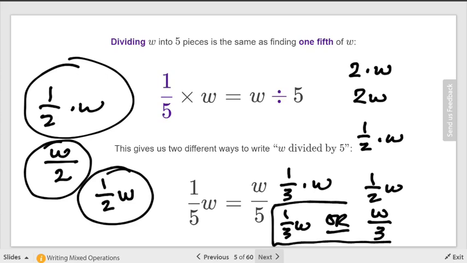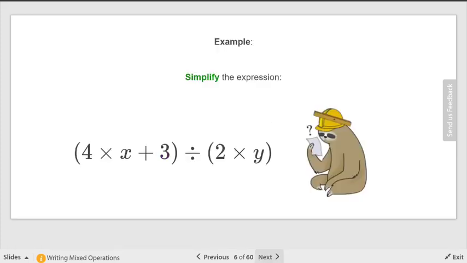These two things mean exactly the same thing. And sometimes it's easier to think of it as multiplication, so you have 1/3 W. Sometimes it's easier to think of it as division. You need to just be able to make the decision between which one, and you will based on experience. Okay? Excellent. All right, let's continue.